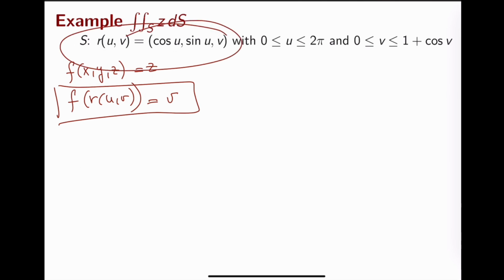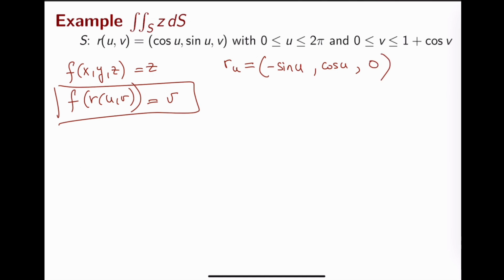Now we continue looking at the parametrization because we are going to need the derivatives of that parametrization. For the derivative with respect to u, we take all the components here and do all the derivatives with respect to u. So the derivative of cosine of u is minus sine of u. The derivative of sine of u is cosine of u. And the derivative of v is 0 with respect to u, right?